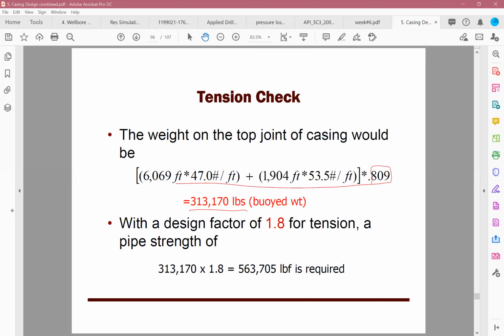Why do we check at the surface? Because that's the highest tension in the system. The surface is the highest tension. The bottom of your wellbore is the highest collapse, and burst is the same all over in your casing. So we always check the surface. We calculate this, and we multiply it also by your design factor, which is 1.8. That makes it 563,000.